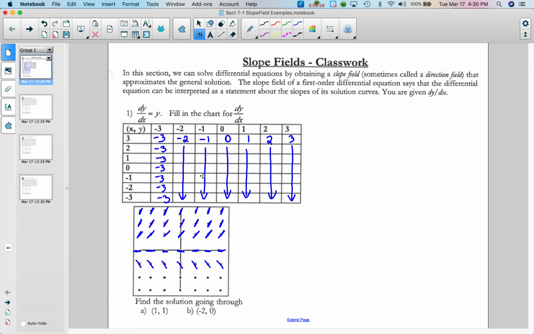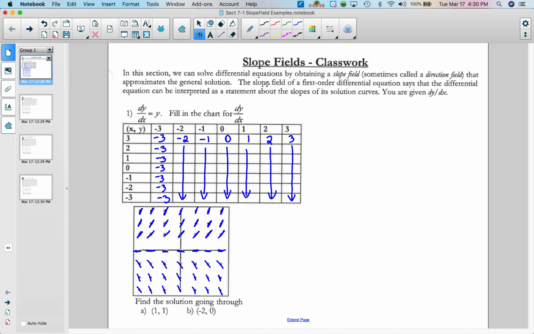Then we did the negative 1. Let's do negative 2. So at (3, -2), I'm going to have a slope of negative 2. So it's negative, and it's a little bit steeper than the previous. And then for the negative 3, so for (3, -3), again, a little bit steeper, because it needs to be a slope of negative 3. So that's your slope field.